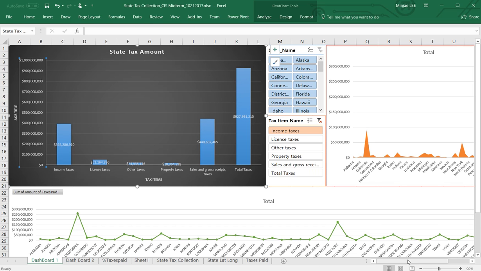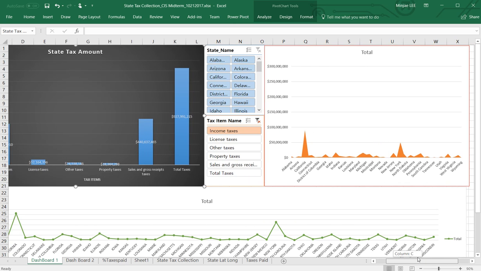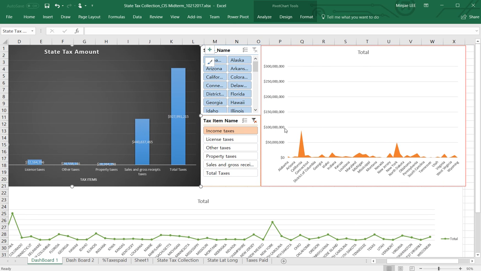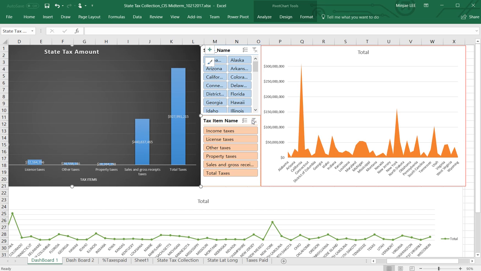And also, the graph on the right side shows each tax item's total tax amount for each state. So the total will be like this. California and New York are the major states, in that they have the highest amount of taxes.